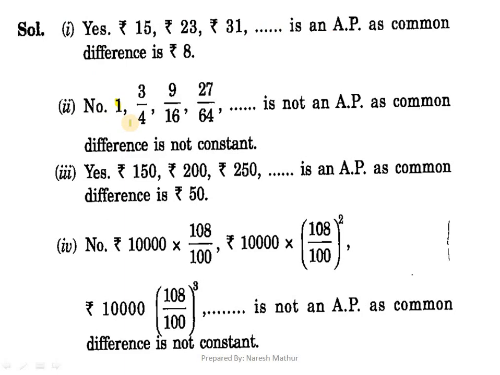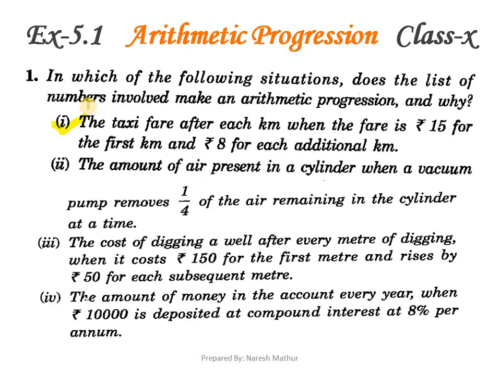Then after the pump, what would be the amount left in the cylinder? That would be 3/4, because 1/4 has been removed. Now we need to find 3/4 of each term. Now we can find 3/4 of the 3/4, so we will get 9/16. Again 3/4 of this 9/16 would be 27/64, and so on. Now we can see the differences between these terms are not the same. So we can say no, this condition is not representing an AP.